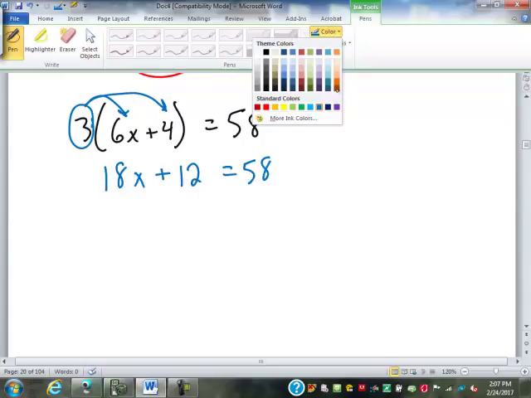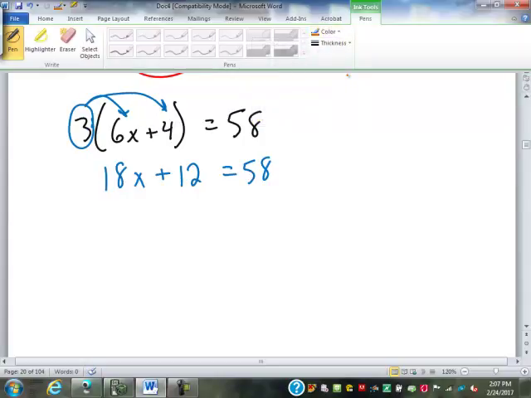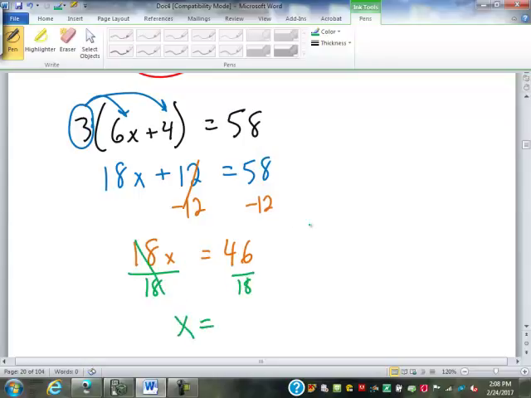As you can see, we are now in that two-step form. So what's our next step to solve this? Our first step to actually solve this? Subtract 12. So 18x equals 58 minus 12, which is 46. And final step? Perfect. We divide by 18. So the 18 is gone. X equals 46 divided by 18, which is not going to come out perfect.